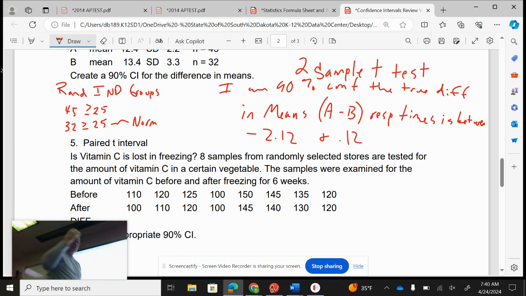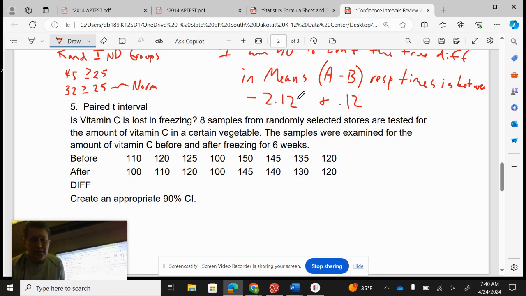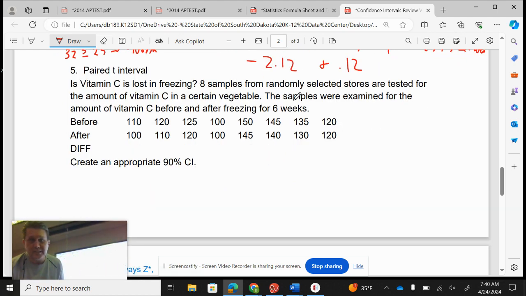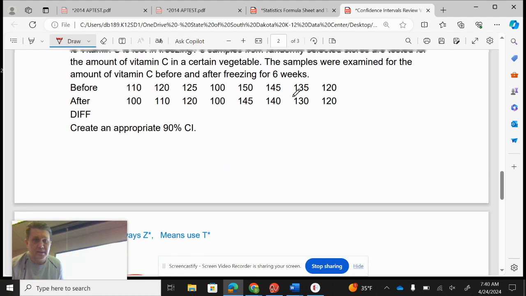So notice 0 is in the interval. So is there evidence that one of the ambulance response times is less? There is not from this situation. Okay, now the paired t-interval is the same as the t-interval. It is a test for means.